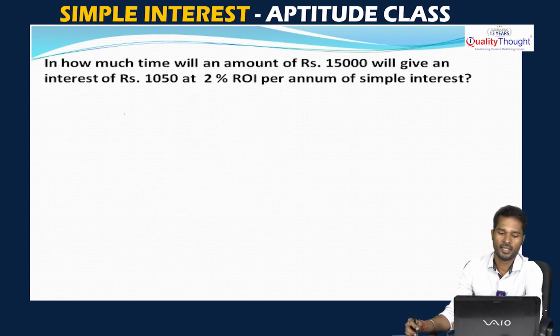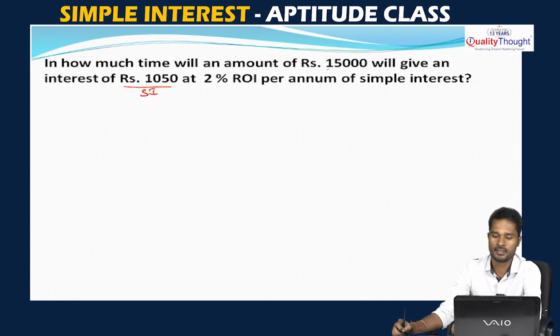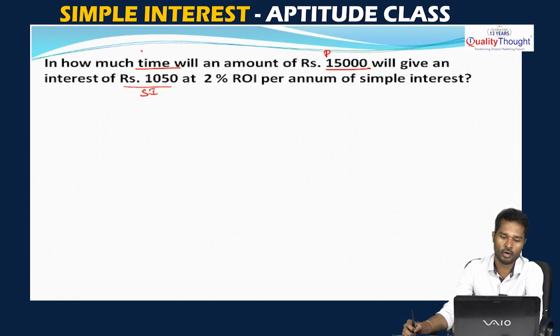The question says, in how much time will an amount of rupees 15,000 give an interest of rupees 1050 at 2% rate of interest per annum of simple interest? This is the simple interest we have, this is the principal amount we have, we require the time period, and this is the rate of interest R value. So the time period we need to calculate here. The simple interest we have is 1050, the P value is 15,000, the T value we require, and the rate of interest is 2 by 100.